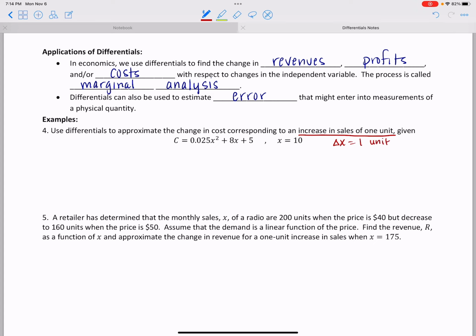So we know the change in the x values, we know the x value we're looking at. That should be enough information for us to use differentials to find the change in the cost that corresponds with that change. So when it says here to use differentials to approximate the change in the cost, that means to find the differential of the cost. So let's find dc in this case. It would be like dy. Okay, so that's going to be our question.